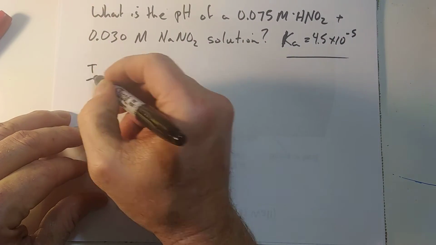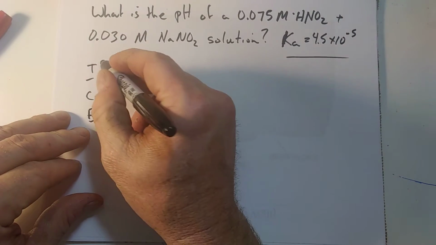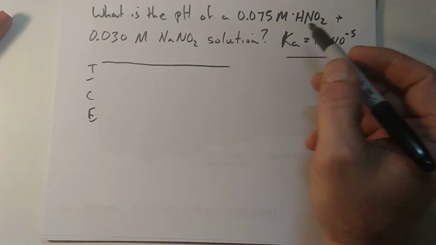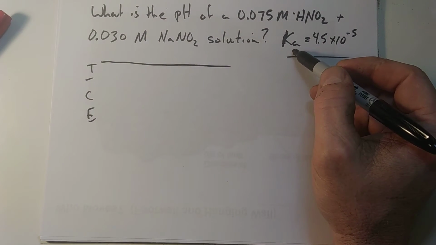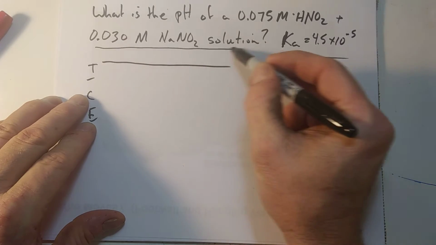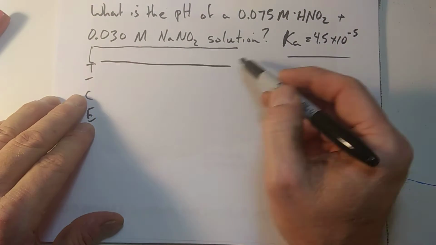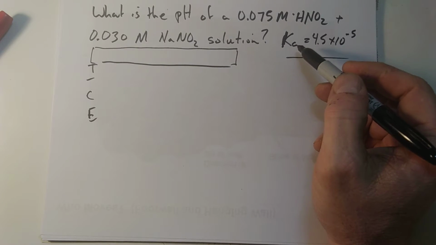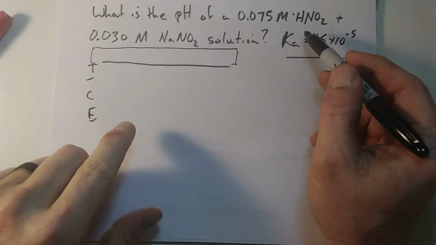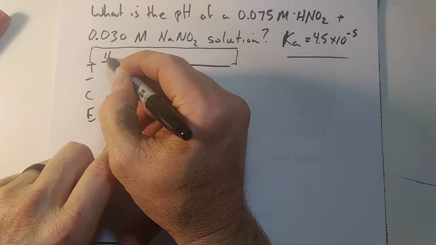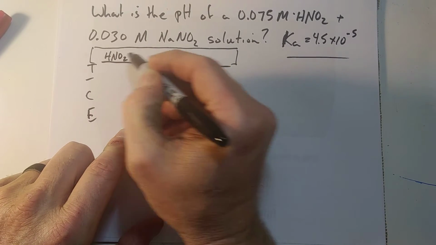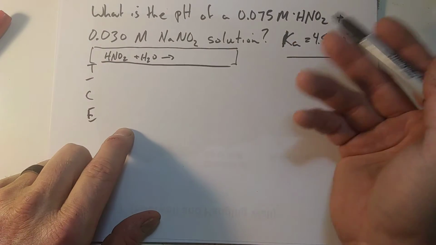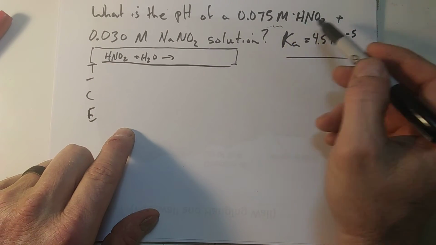So the ICE table, let's do that first. We're going to put our reaction that we have with water. So we have a Ka given. That usually tells you what to use as your reaction that you're going to put in the ICE table. Ka means it's the equilibrium constant for an acid. So we want to start off with the acid HNO2 reacting with just water, because that's what you're putting this solution in. There's a lot of water.